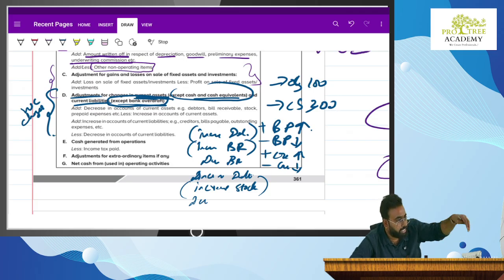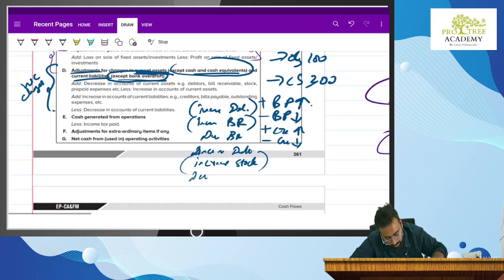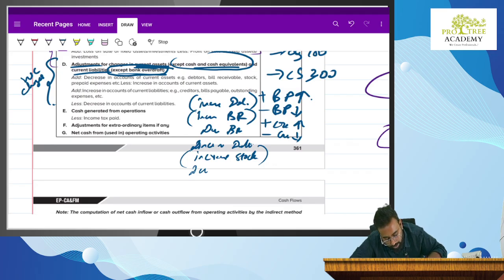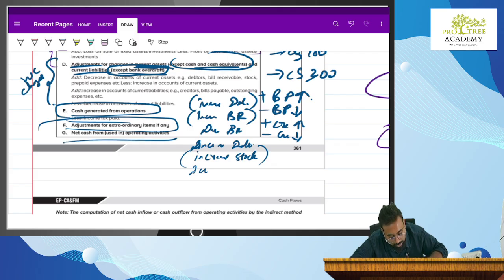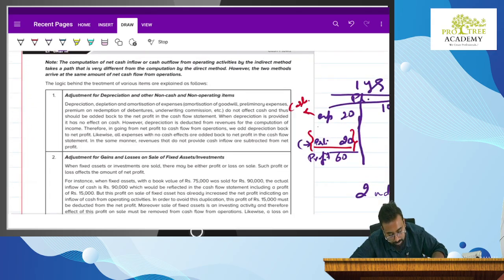Everybody uses the bank and cash and cash equivalents. So it will come at the end. So current assets exclude cash and cash equivalents, current liabilities exclude bank overdraft. Understood, everybody? After making all the adjustments, you will get cash generated from operations. We will reduce the income tax paid. Then for any extraordinary items, you will make the adjustment. Then you will get net cash from operating activities.